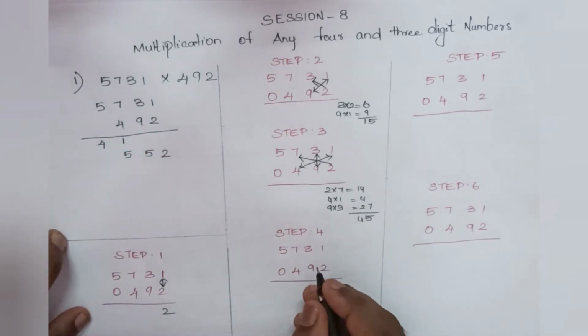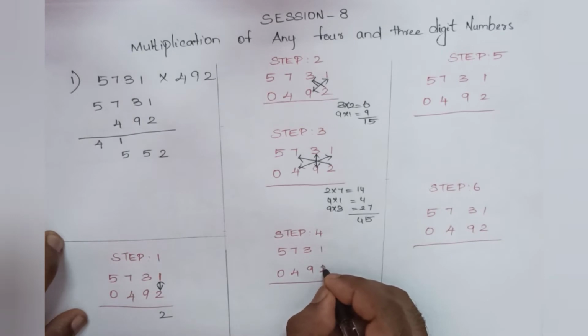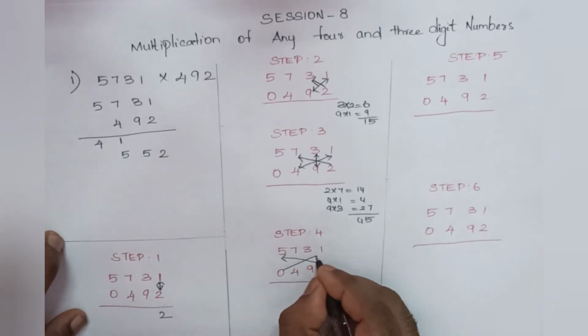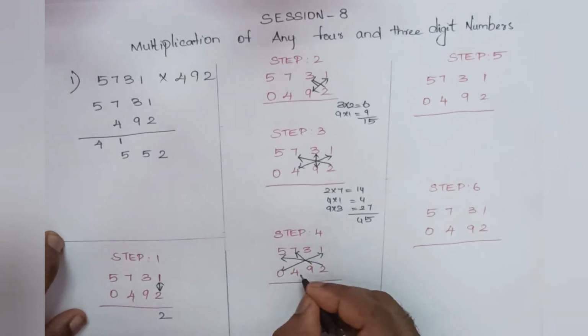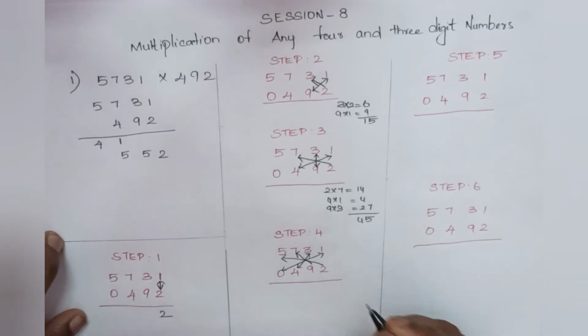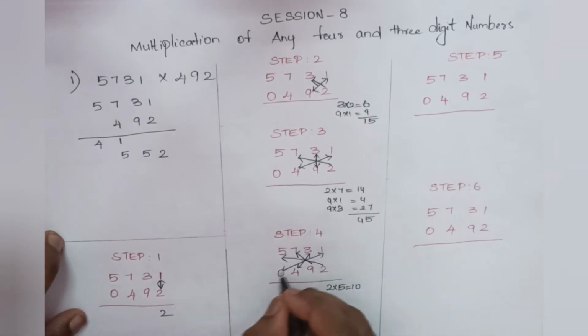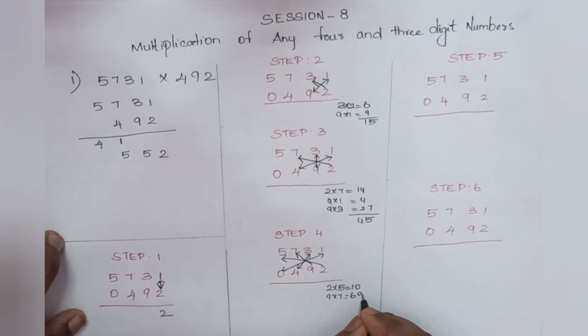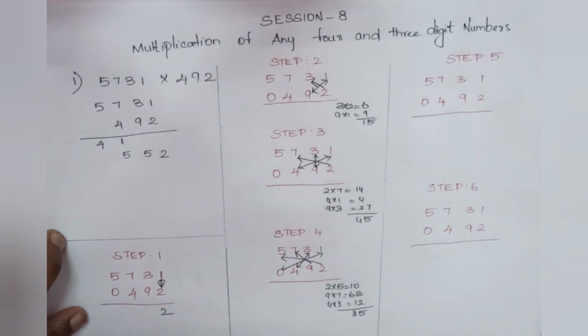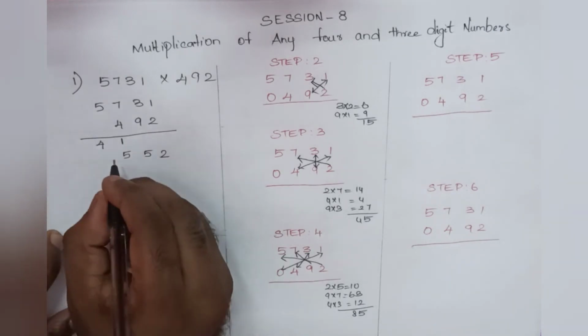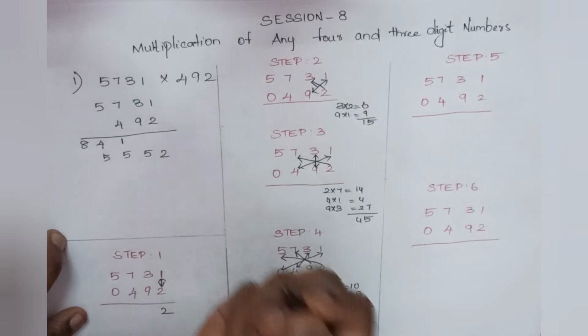Okay. The fourth step, you have to cross multiply the unit place with the 1000th place like this, and you have to cross multiply the 10th place with the 100th place like this, and finally you have to add. So 2 into 5 is 10. 0, this is 0, so skip it. So 9 into 7 is 63. 4 into 3 is 12. Add it. It is 85. So 5 here and 8 as a carry.